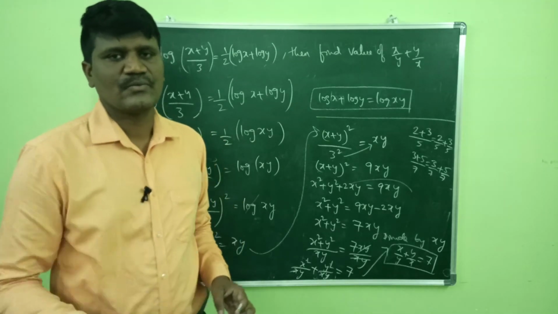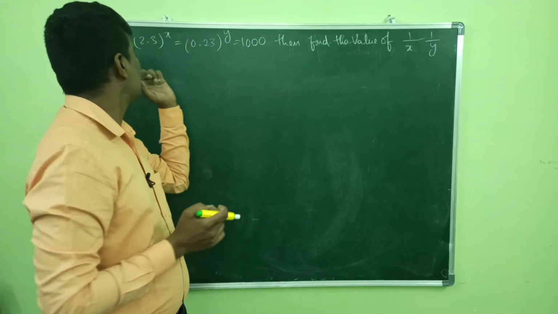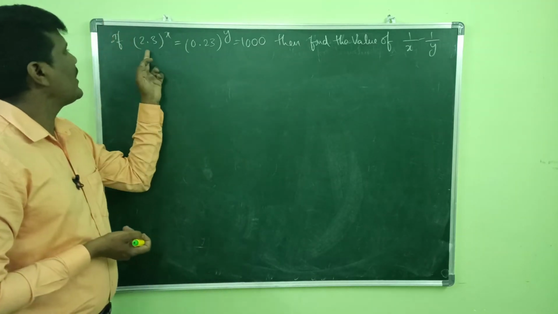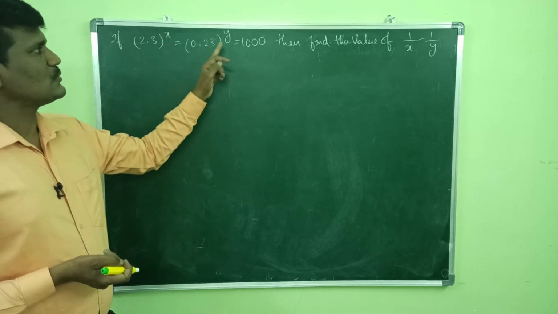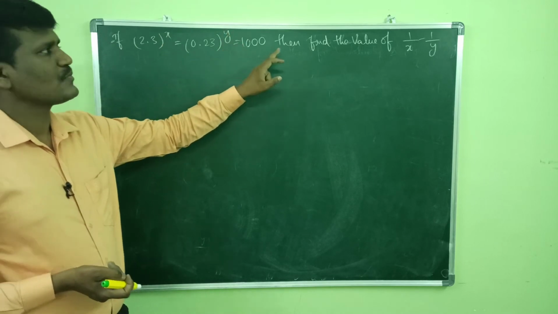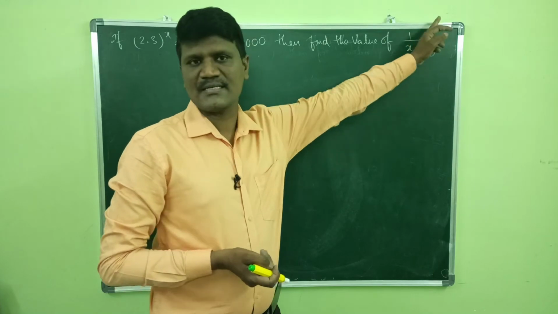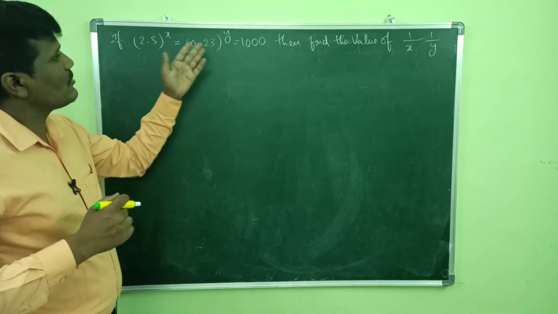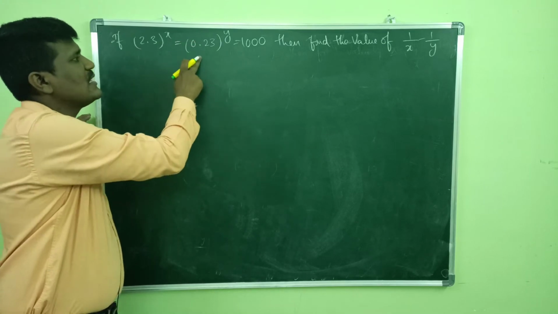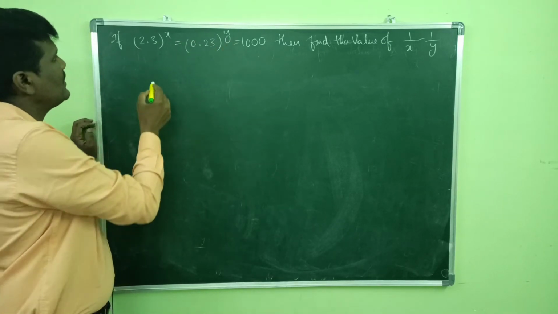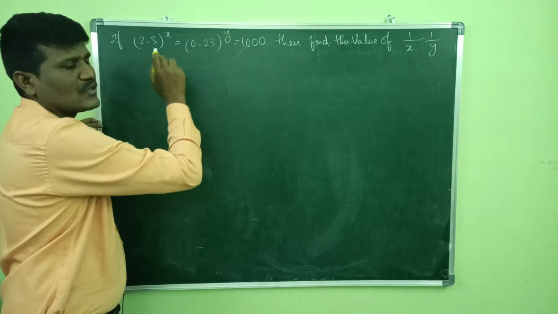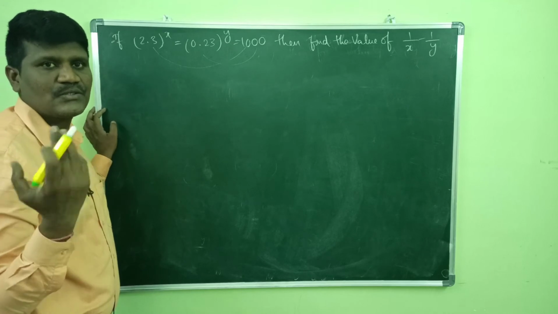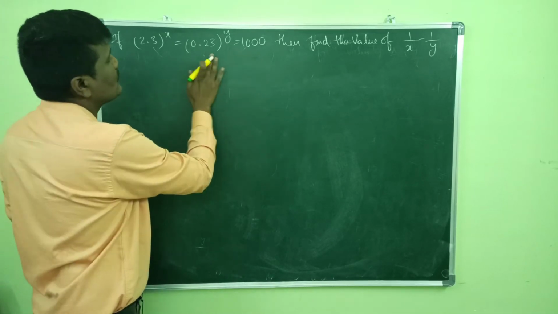Okay, so next, now let us see the seventh problem given in 1.5. So if 2.3 to the power of x is equal to 0.23 to the power of y is equal to 1000, then find the value of 1/x minus 1/y. Okay, so in this type of problems, if a is equal to b is equal to c, I can say 2.3 to the power of x is equal to 1000 and this is also equal to 1000. Okay, I'll take two steps now.